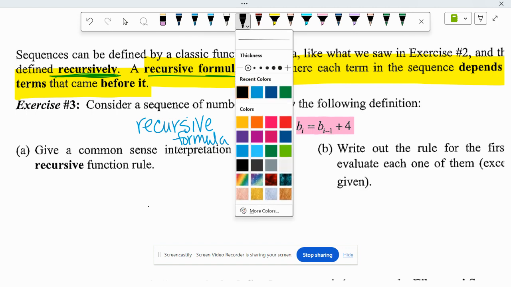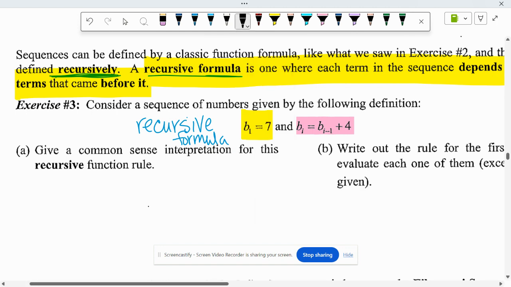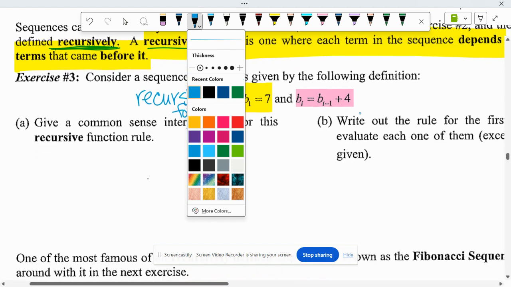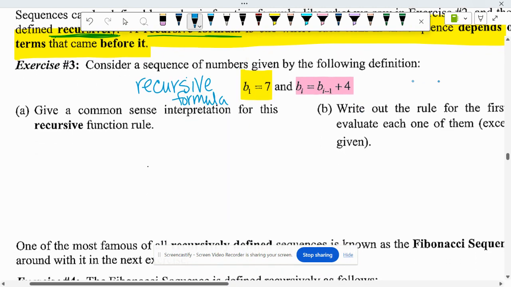So let's just look at this recursive rule and see what it's saying. Well, what is the first term in our sequence? Because we have to give a common sense interpretation. What is the first term in our sequence? What is the sub 1 term? 7. So this is saying that the first term is 7.